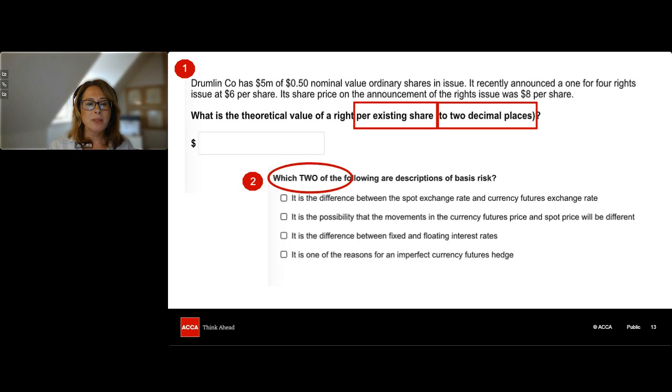Again, the next one says, which 2 of the following are descriptions of basis risk? If you don't tick 2, you get it wrong. If you get 1 and that's correct, it's still wrong. You have to tick 2 correct answers. There's no 1 marks. It's 2 or nothing. So even if you get one of them right and 1 wrong, it's still 0. Really, really concentrate on what you're doing.